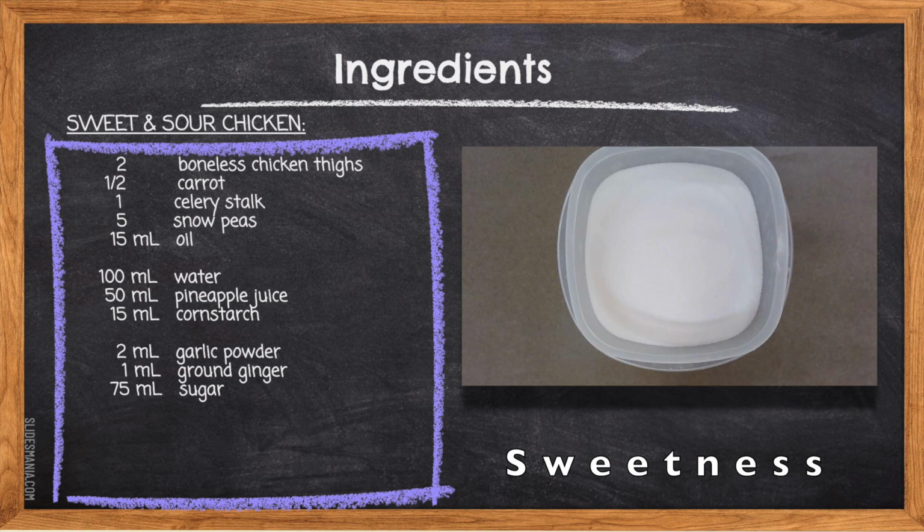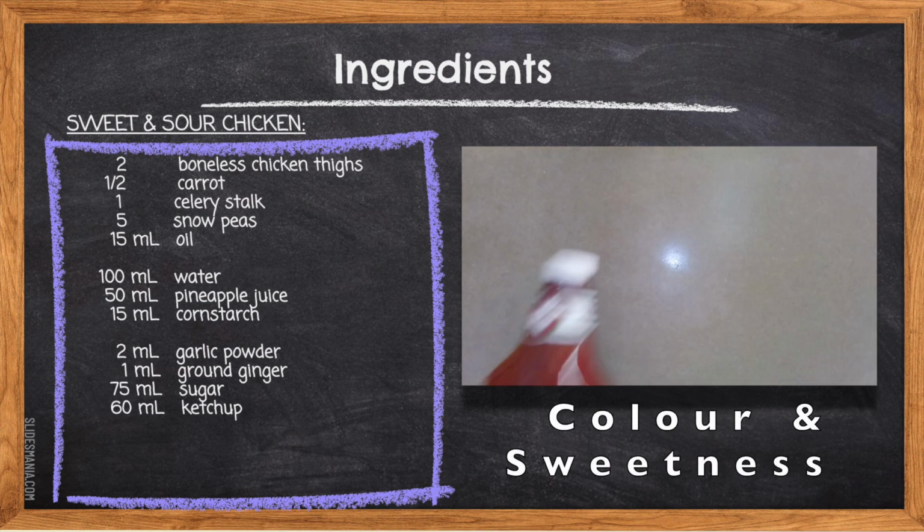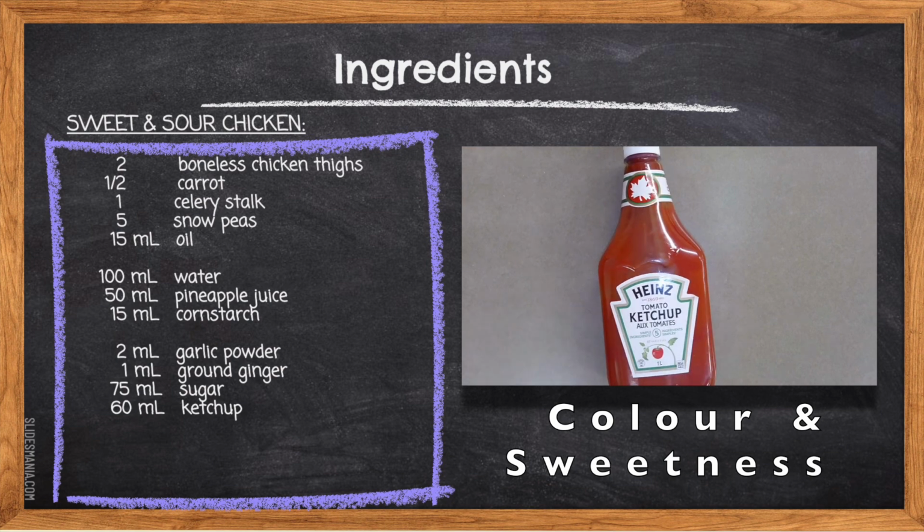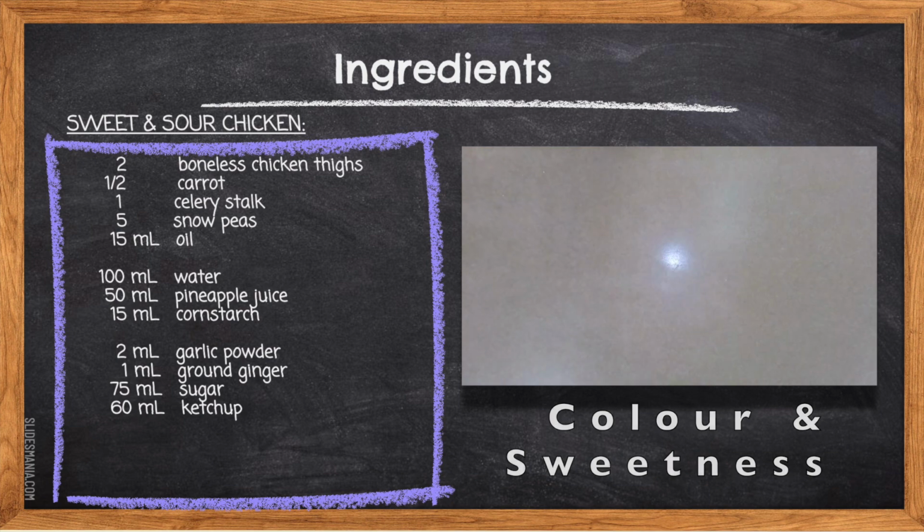It will also help balance out the saltiness of our soy sauce, but it will also help add caramelization to both our vegetables and our meat. 60 milliliters of ketchup. Ketchup is one of our sweet ingredients in our sweet and sour sauce. It will also help add a tomato flavor. It will help thicken our sauce as it acts like a tomato paste, and it will also provide the red color that is commonly known for the sweet and sour dish.